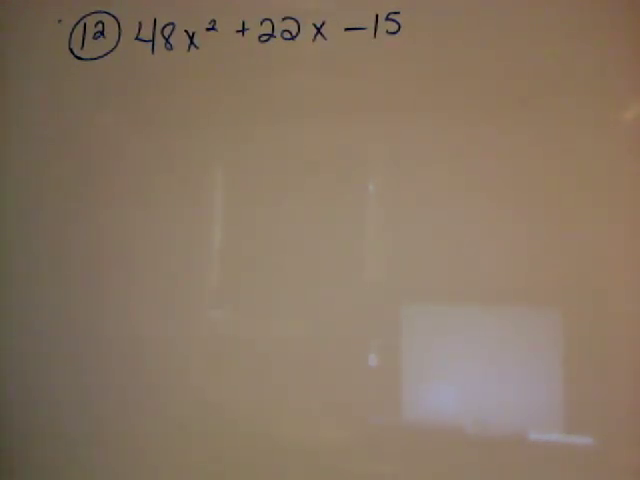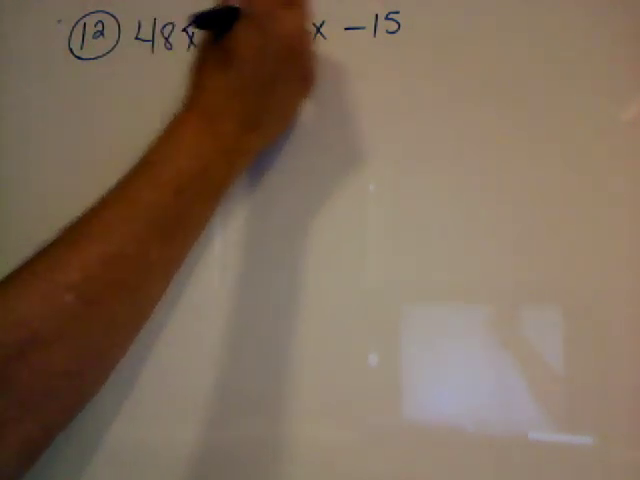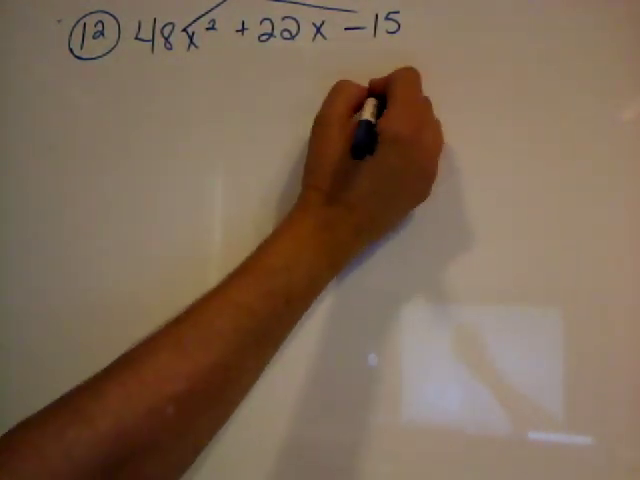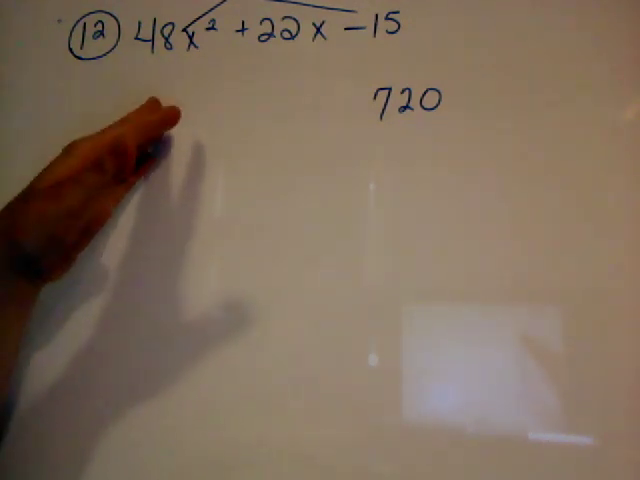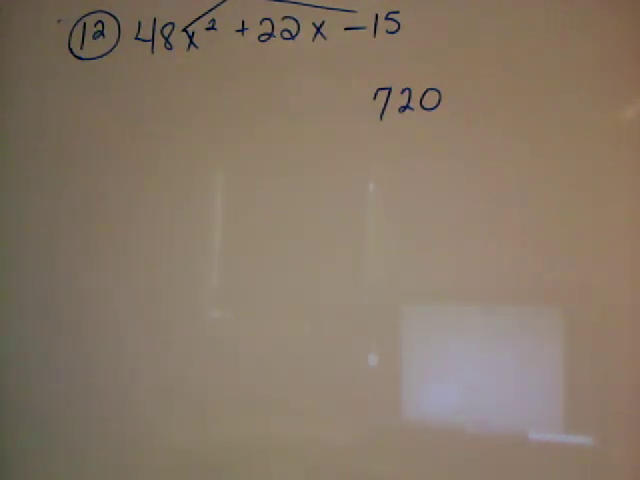Okay, number 12 says 48x squared plus 22x minus 15. Now I need to multiply the 48 and the 15, and it's going to give me a rather large number. And sometimes we get these large numbers and we have to think through them. But remember, I told you in a few more lessons we're going to learn about the quadratic formula, which will make some of these more simple, and we won't have to work with these large numbers. But this is the first step they're showing us, and then we'll add to it. So it is a large number.